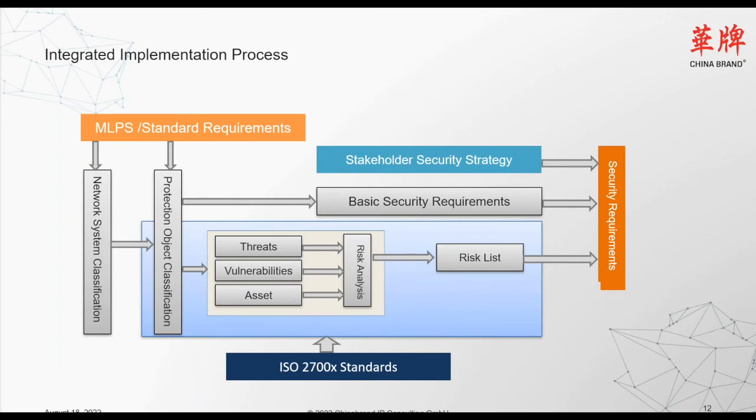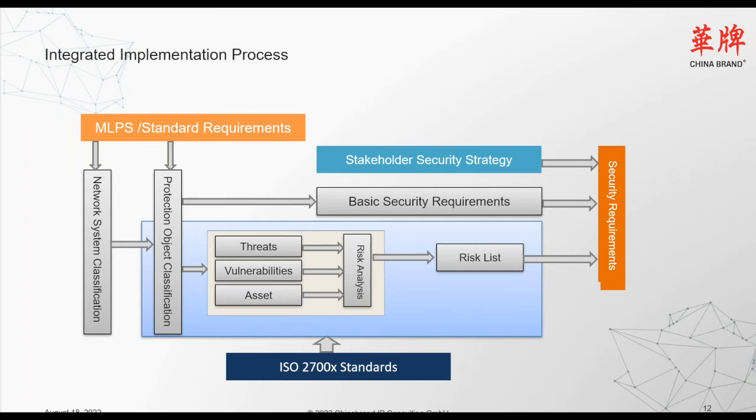How can an integrated implementation process look like? So as the MLPS is a legal requirement, the first thing you should consider, at least for China, is the MLPS. So you will need to do the IT system classification as a first step. Then you can identify the protection objects, also according to the ISO 27000 standards. There might be some objects that are the same as in the MLPS, but there might be other objects that are not part of the MLPS and that still need to be included in your ISMS.